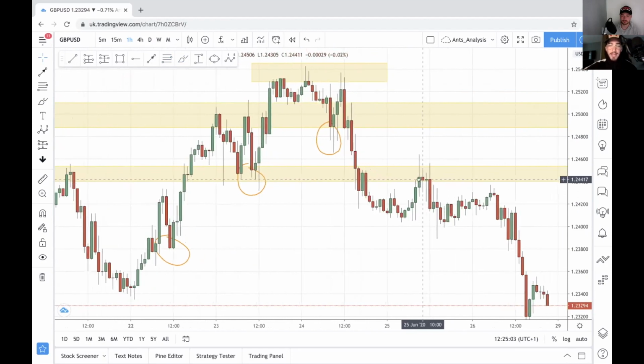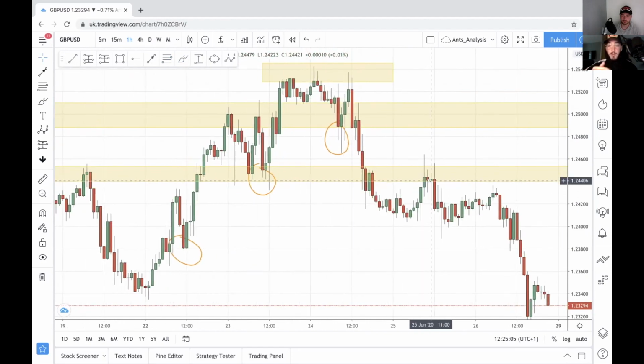Afterwards, we had 2 indecision candles. So there's no momentum in the market. There's indecision. Neither buyers or sellers are in control at this moment in time. So we don't want to be buying or selling. We don't want to be doing anything at this moment in time because there's indecision in the market. Anything can happen at this point. We have to wait. We have to wait for extra confirmation.